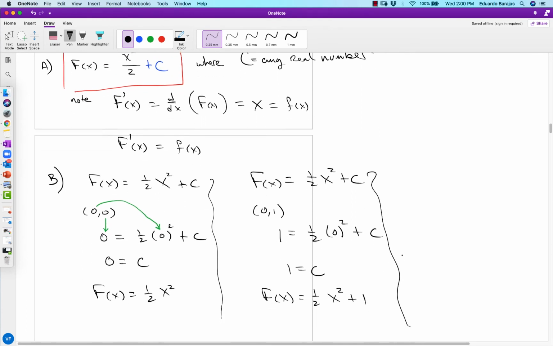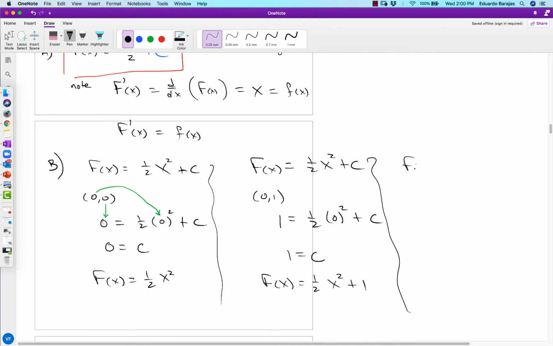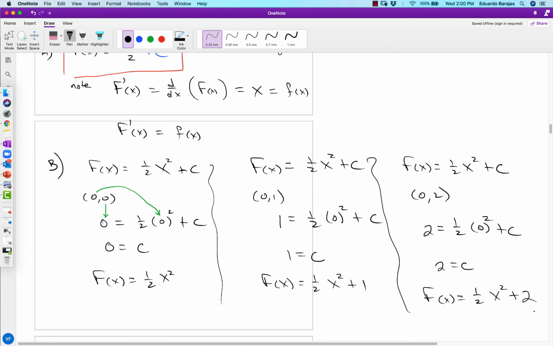Okay, last one. 0, 2. Okay, well, we see a pattern here. Hopefully this won't be hard. Capital F of x equals 1/2 x squared plus c. So if we're also including the point 0, 2, it means that 2 is the output when 0 is the input. So again, this just means that c equals 2. And so we have capital F of x equals 1/2 x squared plus 2.